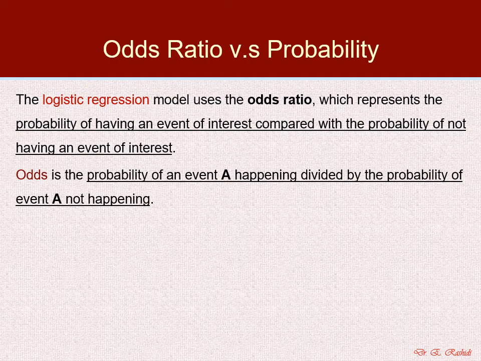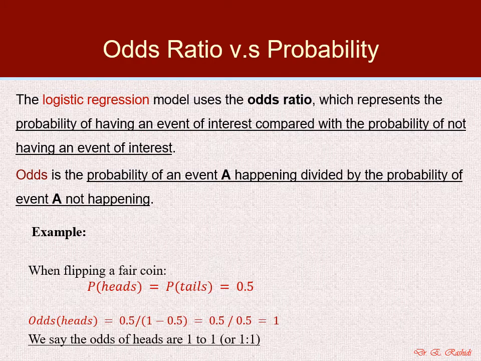Odds is the probability of an event A, for example, happening, divided by the probability that event A is not happening. Let's see an example. Suppose we are flipping a coin and the coin is a fair coin. So the probability of getting heads is equal to the probability of getting tails. If we define getting heads as success, or the event of interest, then the odds of getting heads would be 50% divided by the probability of getting tails, or failure, which is 50%. So 50% divided by 50% is 1. So we say the odds of getting heads are 1 to 1. We can also write it this way: 1 to 1.